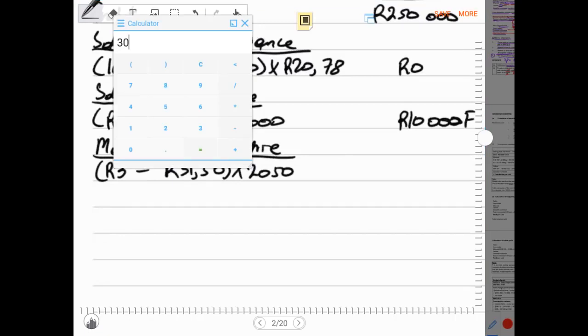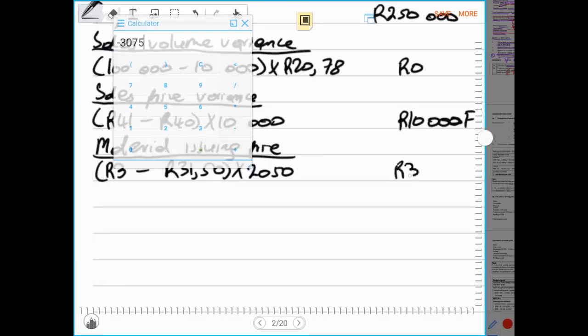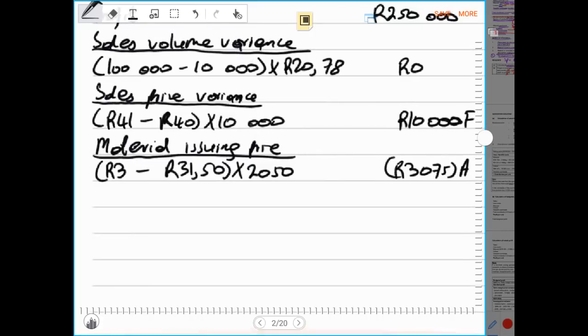So now we say 30 minus 31.50, and we can see that this variance will be unfavorable, and we term that by 2,050, which is the kgs, and it gives us the variance of 3,075 rands, and this variance is adverse or unfavorable. And we go to the material usage variance. Material usage variance.